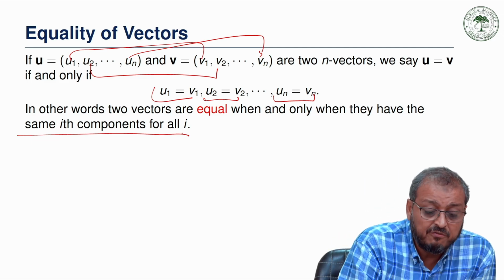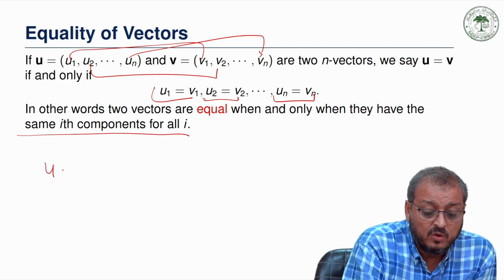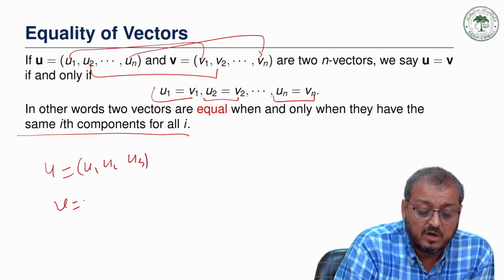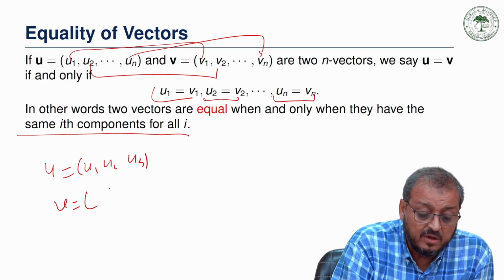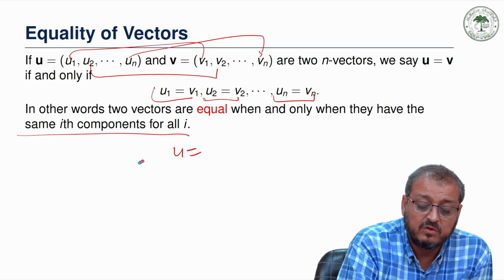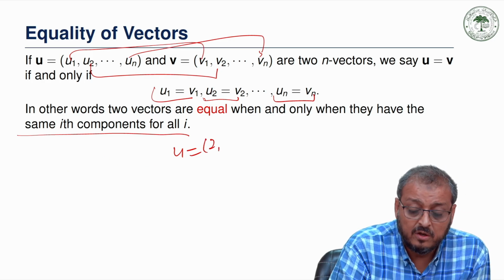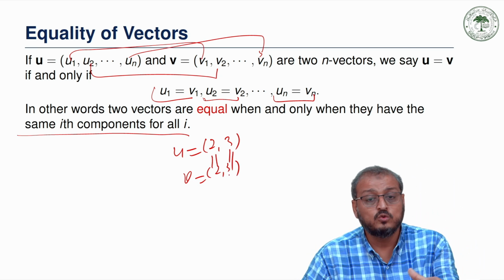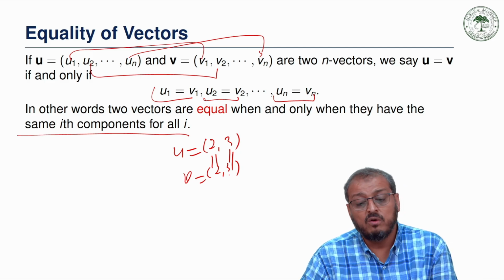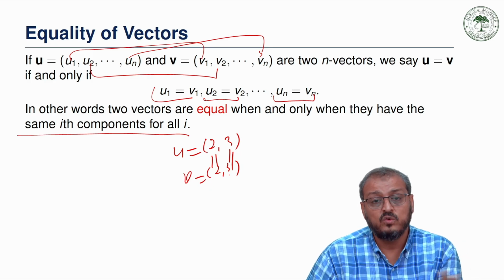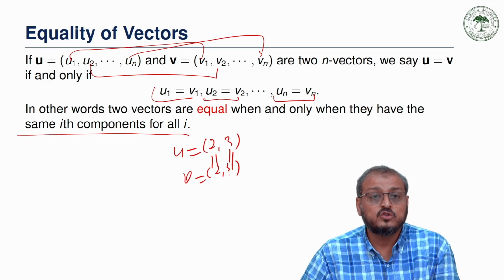So, for example, if we have two vectors u equal to (u1, u2, u3) and v, let's take a concrete example: u is equal to (2, 3) and v is also (2, 3). That means these two are equal. Only in this case can we say that two vectors are equal: only if they have the same components. It means u1 is equal to v1, u2 is equal to v2, and so on in this form.